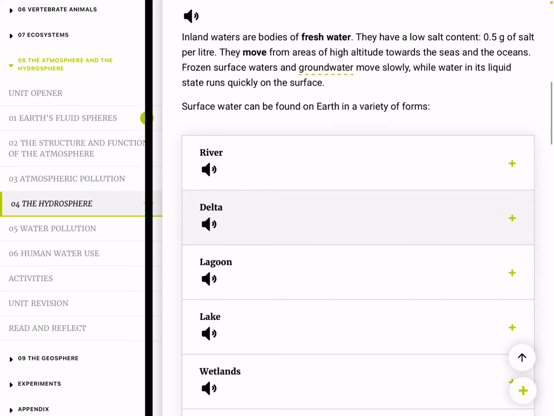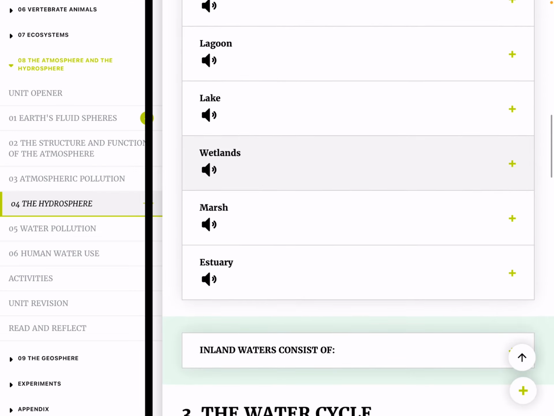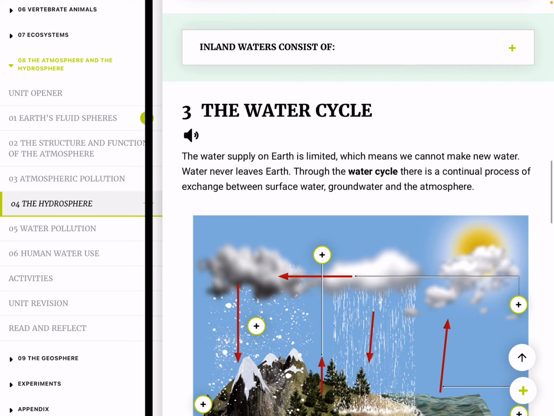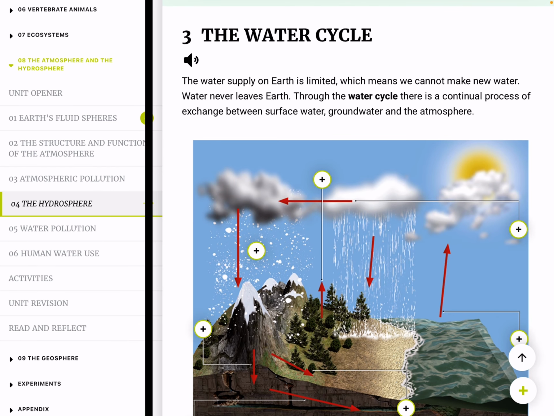So there is not too much water directly for human purposes. However, water is not static, okay? As we consider, we cannot make new water, and water never leaves Earth. Through the water cycle there is a continual process of exchange between surface water, rainwater, and the atmosphere.